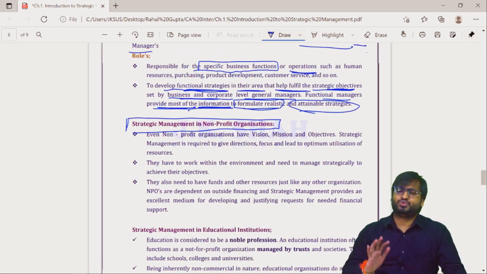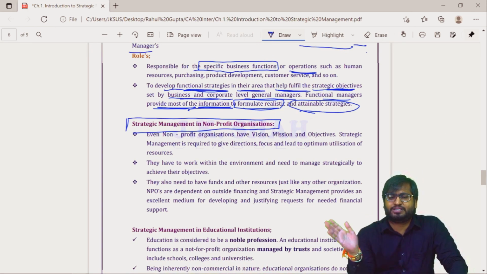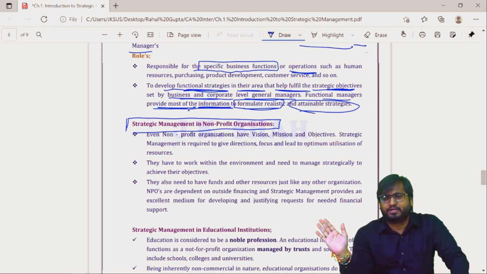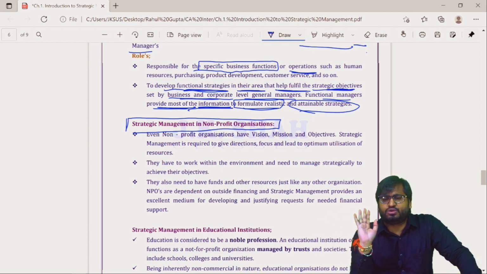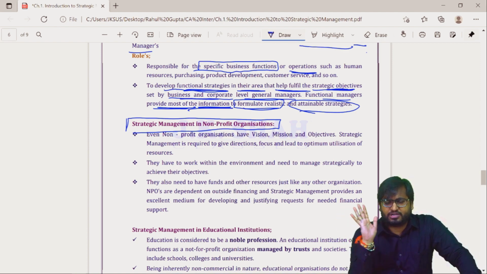Strategic management in educational institutions. Why do you think strategic management is required in educational institutions? The answer is very simple. I'll give you one example. If you think about that institution, you will automatically be able to write the answer. So I'll give you a way, no problem.